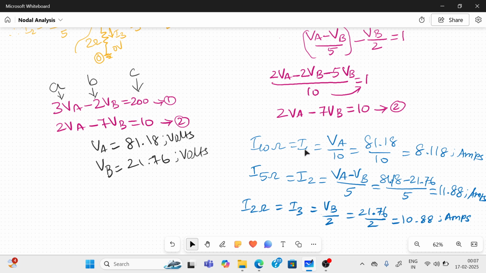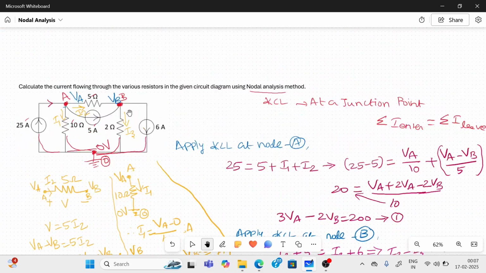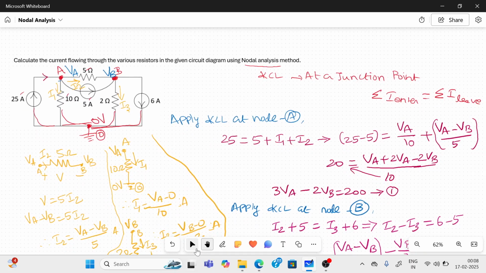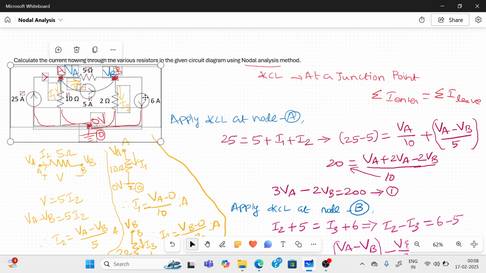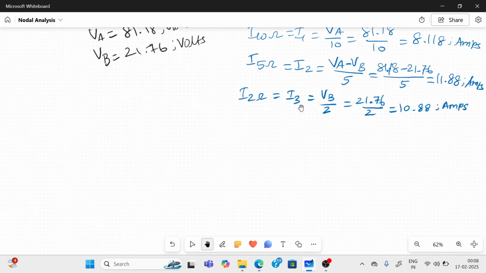Again, the same problem we can also solve by matrix method.